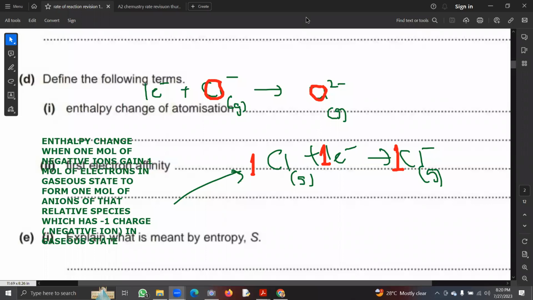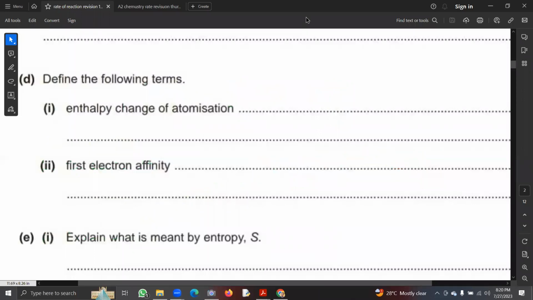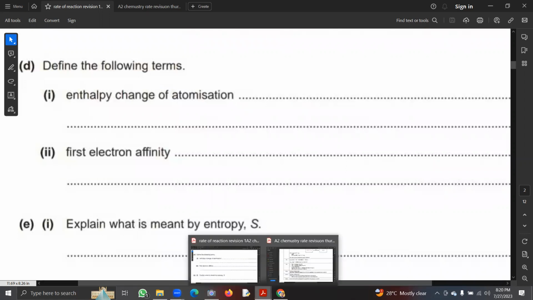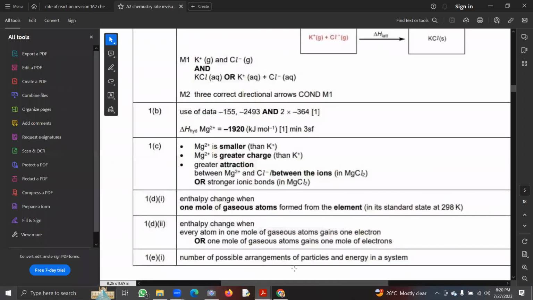This one I did not do yet, but we'll write it down. There's something called entropy. Later we'll be learning it. Write down: explain what is meant by entropy. The answer will be: number of possible arrangements of particles and energy in a system.